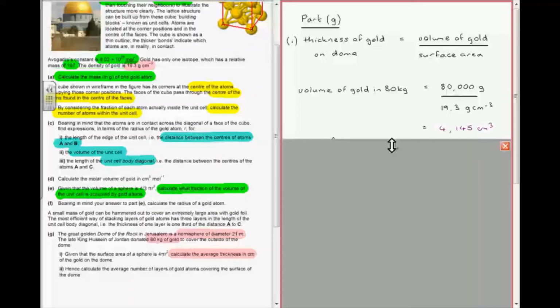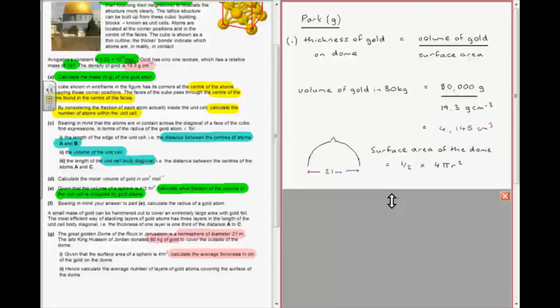To calculate the surface area to be covered by this gold, we need to use the equation given in the question for the surface area of a sphere, which is 4 pi r squared. The dome shape is a hemisphere, and so the surface area of the dome is half of this, 4 pi r squared. In the question, we're given that the diameter of the hemisphere is 21 meters, and so we know that the radius must be half of that, or 10.5 meters.